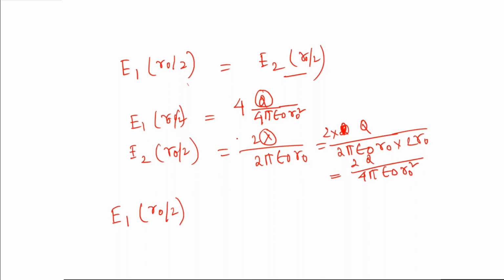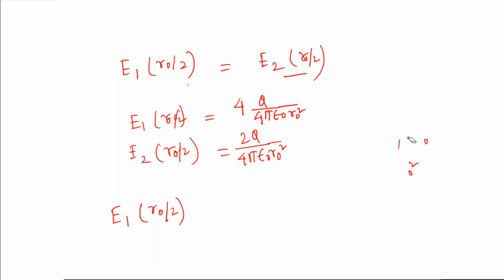Now tell me what is the relation between these two, E1 at R0 by 2 and E2 at R0 by 2. If I just multiply by 2, you'll get the same answer, right? So 4Q by 4 pi epsilon naught R0 square. If I multiply by 2, that means E1 at R0 by 2 you will get by multiplying E2 at R0 by 2 with 2. Do you understand this?